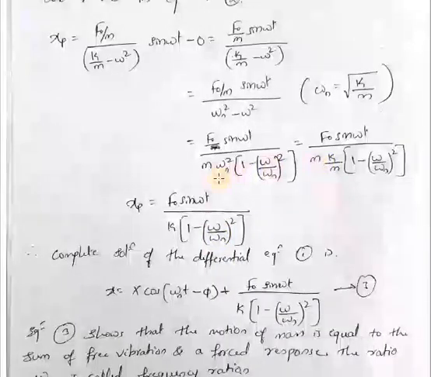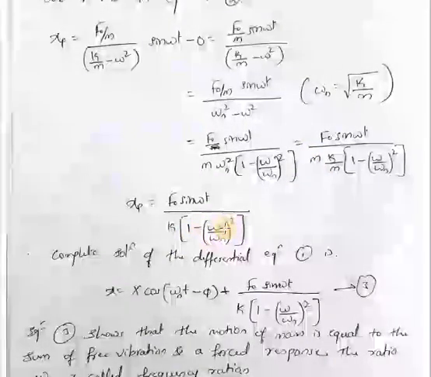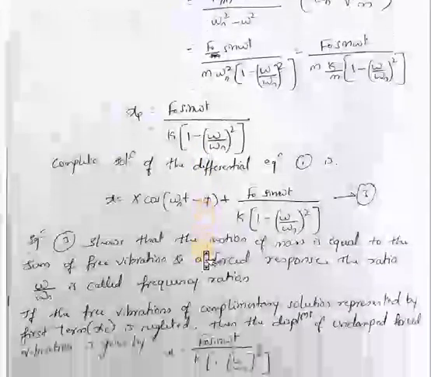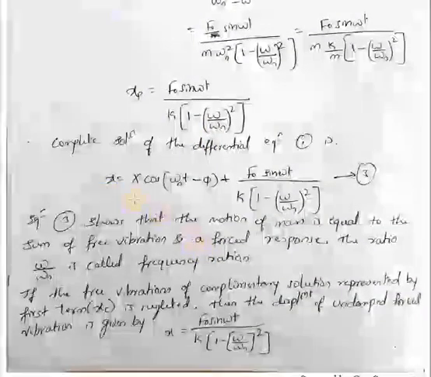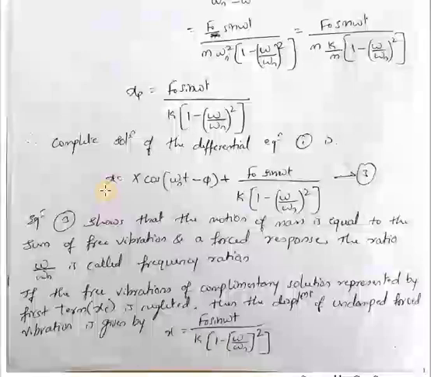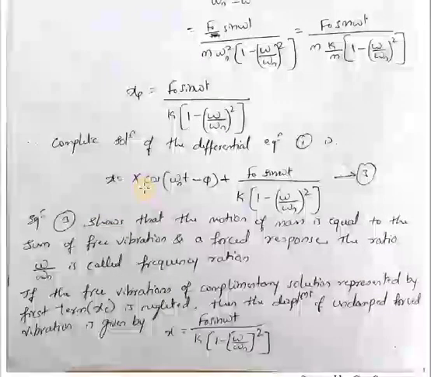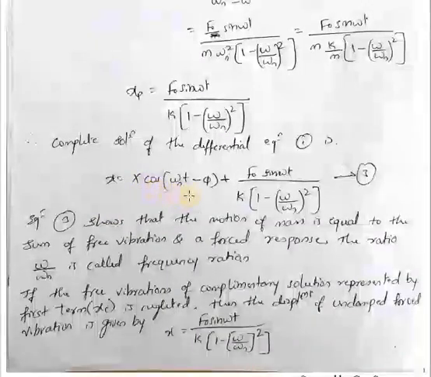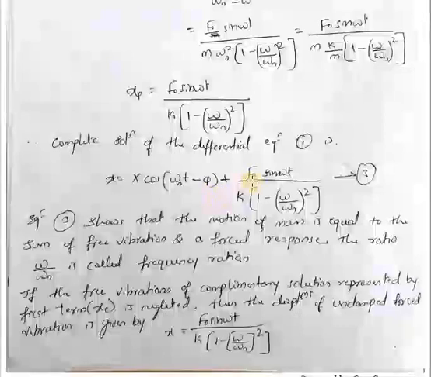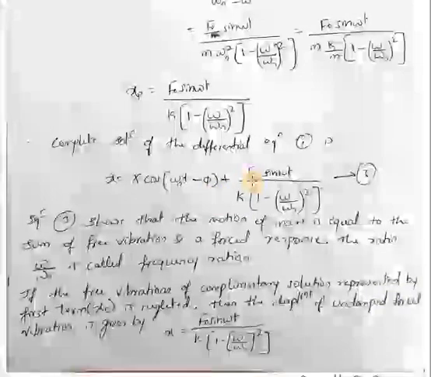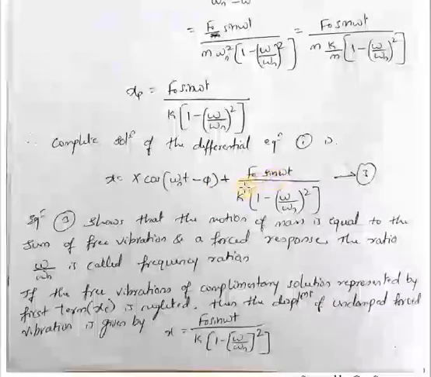So here in place of omega n square, again I resubstitute it as k by m. So m and m will get cancelled here. I am left with only k here. Therefore the complete solution of that differential equation number 1 can be written as x equal to xc plus xp. So xc value is x into cos of omega n t minus pi, plus xp value is f naught into sin omega t divided by k into 1 minus omega by omega n square.